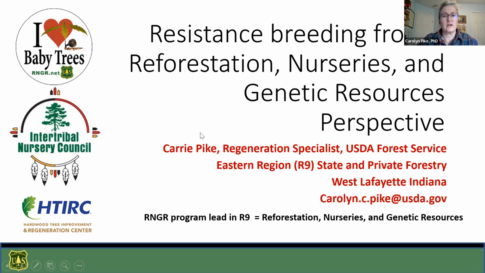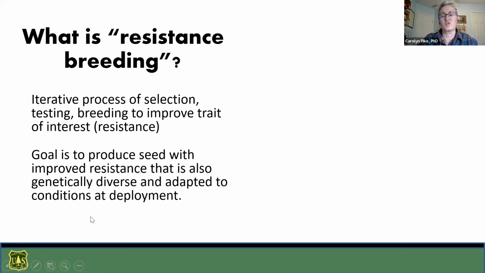I am going to be talking about reforestation. I'm going to be talking about resistance breeding from a Ringer standpoint, really kind of an overview of host resistance breeding, kind of from the tree perspective. So what is resistance breeding? I think it's important to define our terms first. This is an iterative process. It involves selection, testing, and most importantly, breeding to improve the trait of interest. And in this case, it's resistance. This is sort of a classical tree improvement type of program.